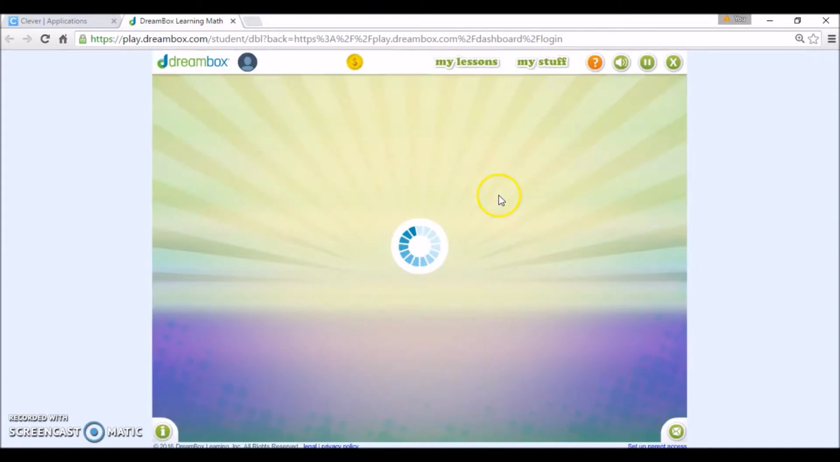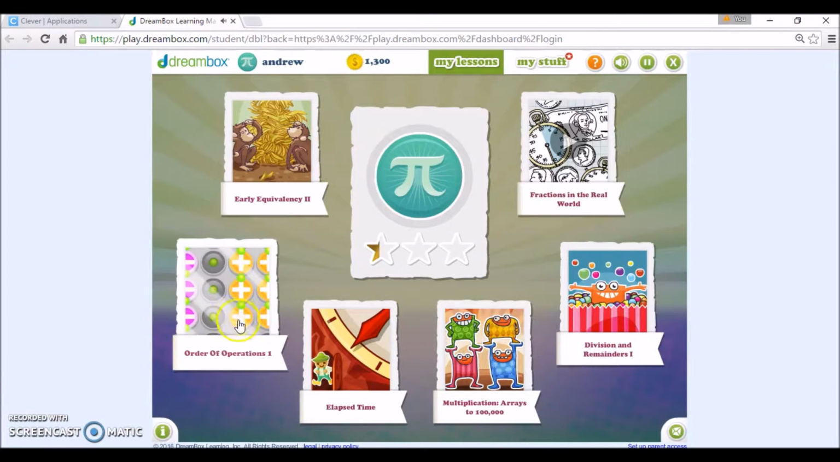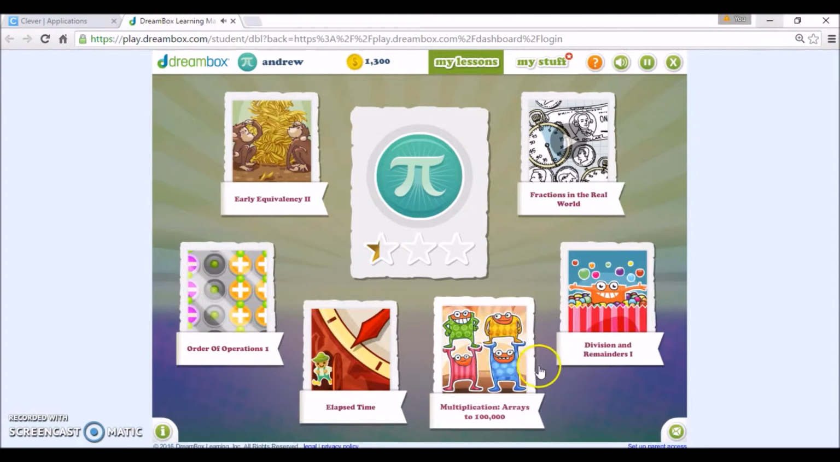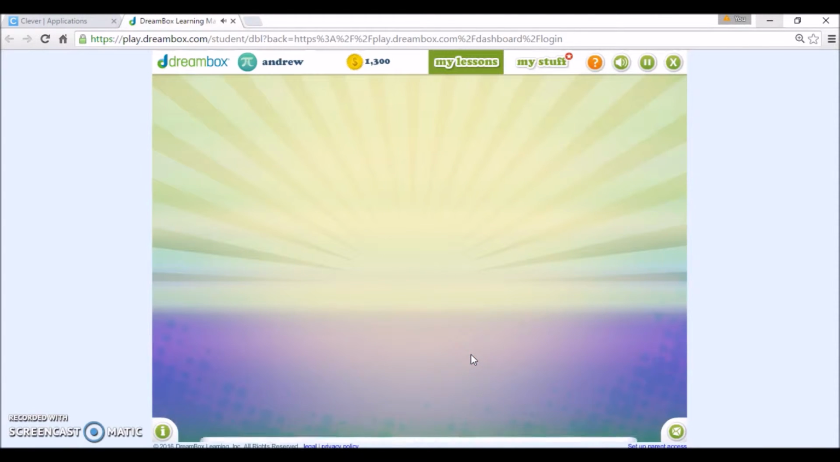So when you log in, you're going to see something like this. It begins to show different skills that students could work on. So let's maybe begin with multiplication arrays to 100,000.